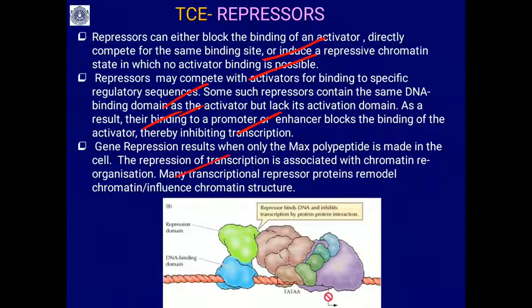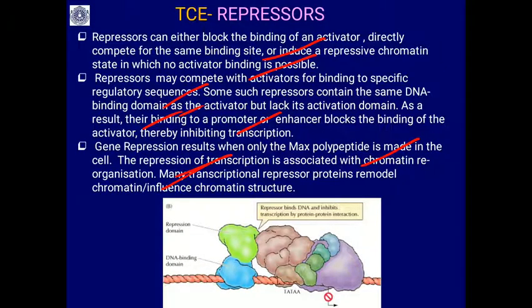So gene expression results when the maximum amount of polypeptide is made in the cell. Once the gene is expressed, I mean the maximum amount of protein or mRNA is made, now the repressor gets activated and it stops the transcription process.